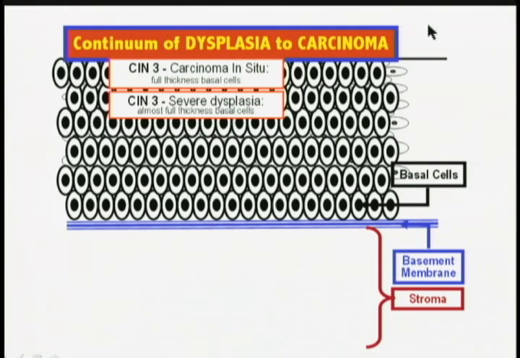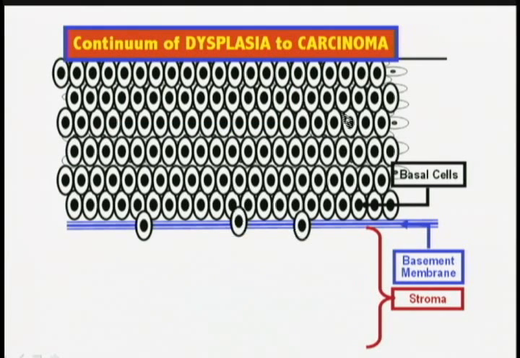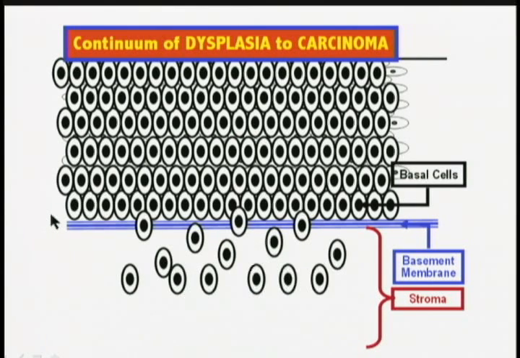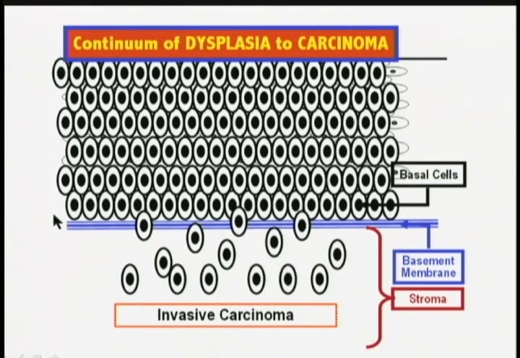Now, what if things get worse? What's the next thing that's going to happen? These basal cells are going to start breaking through the basement membrane, going down into the stroma, and now we have invasive carcinoma. Remember, there are no blood vessels in the epithelium, so as long as it is intraepithelial, there is no risk of metastasis. It's only when they go through the basement membrane.